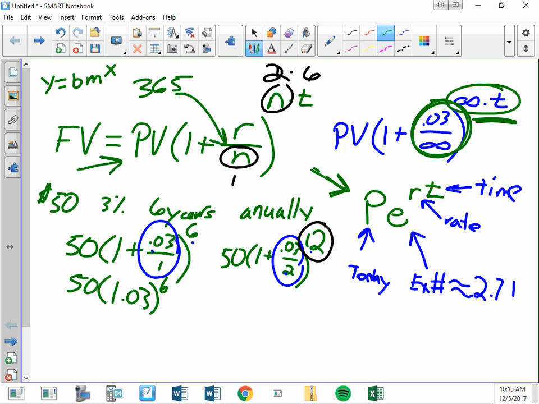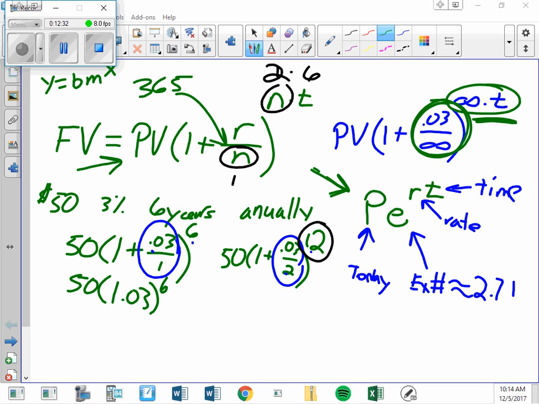Okay. Let me see. So on the continuous interest, we're not going to do that whole first page. We just don't have time. And then on the next page, you can get rid of that first paragraph. You just need to do problems 1 through 6, compounded continuously. So you'll use the PERT equation. All right?